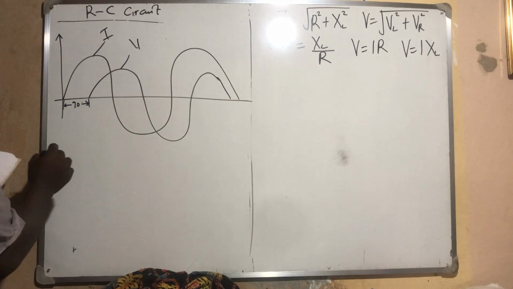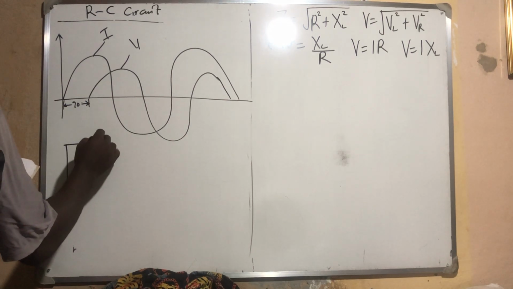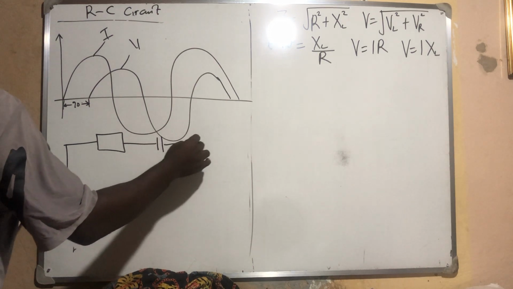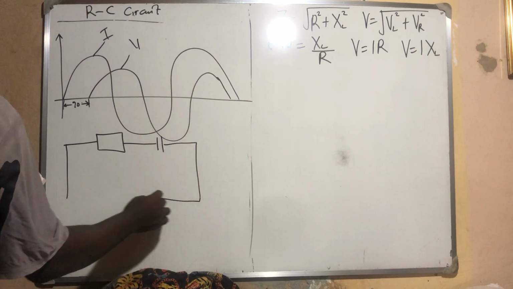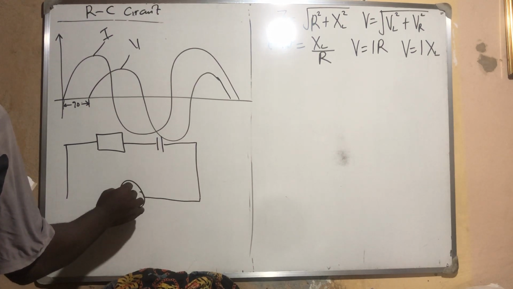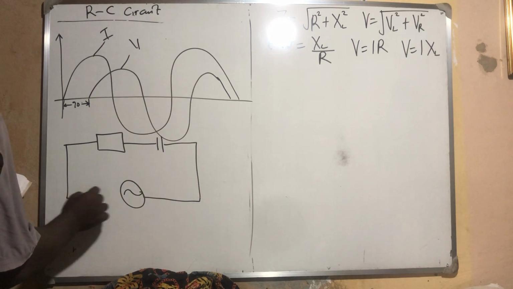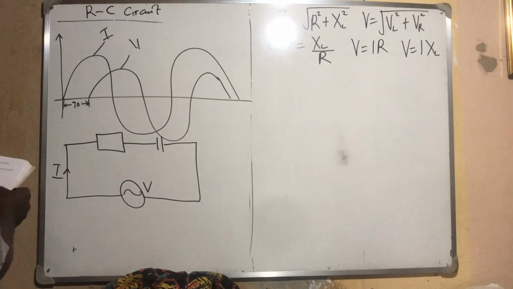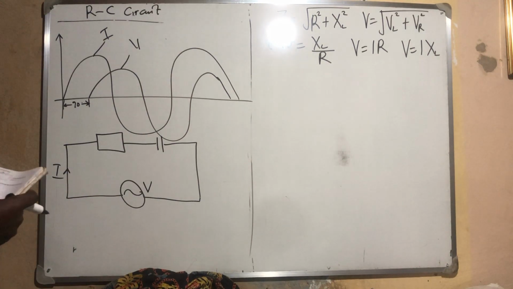Okay. So we'll now draw the circuit. If you draw the circuit, we have my resistor, and then I have my capacitor. Then I have my circle here as the voltage. Then I have my current passing through this side. This is my voltage. Okay. Now the same thing is applied here again.